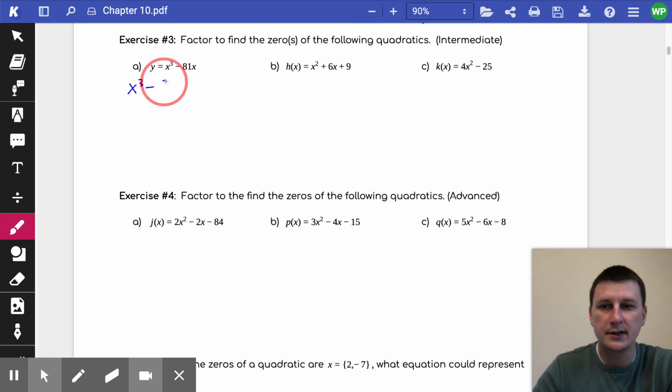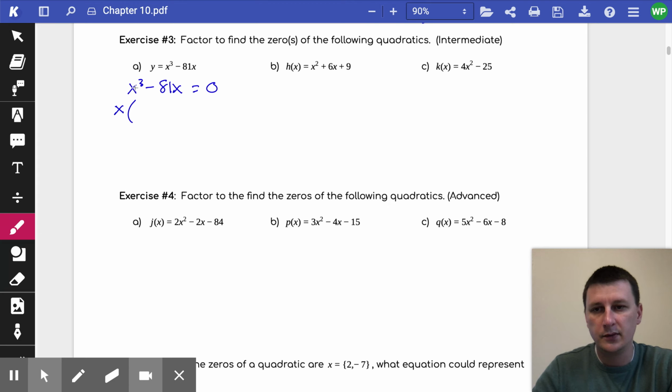So the first thing I'm going to do is set this equal to 0 because we are solving this equation for when it equals 0. And we said our GCF is now x. So x times what will give me x to the third? And if you were thinking x times x squared, then you're correct. x times what is going to give me negative 81x? And yes, that's going to be negative 81. And again, I'm going to set that equal to 0. Now, I've got x on the outside. I've got x squared minus 81 on the inside.